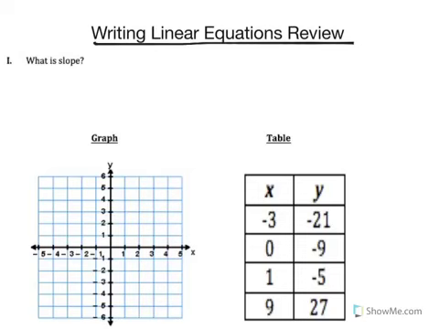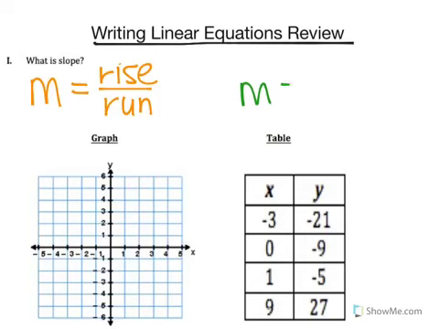The first thing we want to go over is, what is slope? Some of you all remember that slope, symbolized by the letter M, is equal to rise over run. That is helpful whenever we have a graph. But there's also another way that we can find our slope, depending on if we have a table. And that way is that your slope is equal to your change in y over your change in x.